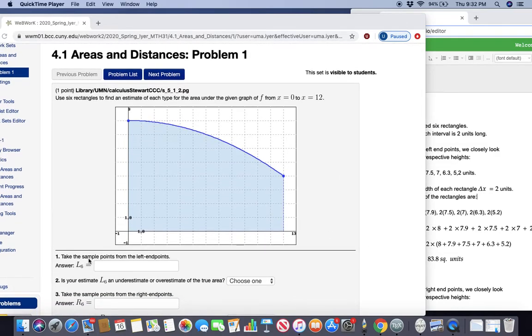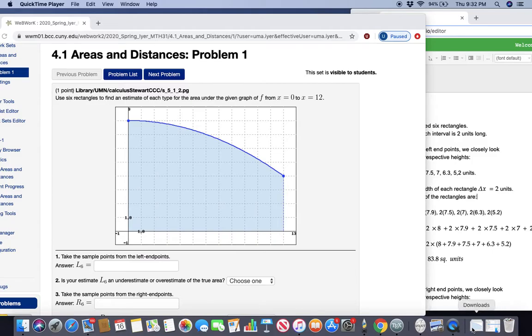The first one tells you to take the sample points from the left end points. We are supposed to use 6 rectangles. Now from 0 to 12, that gives me 12 units. So 6 rectangles means 2 units give me 1 width.